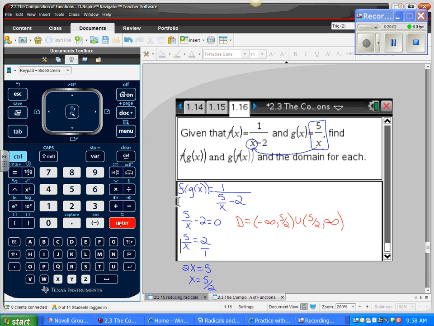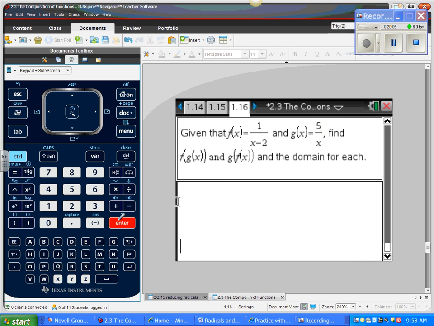Okay, so now we want to find g of f of x, and I'm going to make this go away. So f is going to go in for g now. We get 5 over 1 over x minus 2. And this is a complex fraction. I don't like the way it looks. It doesn't make finding the domain very easy. So what we're going to do is fix that. We know that 5 is the same thing as 5 over 1, and then 1 over x minus 2. This is a complex fraction. We know how to deal with complex fractions.